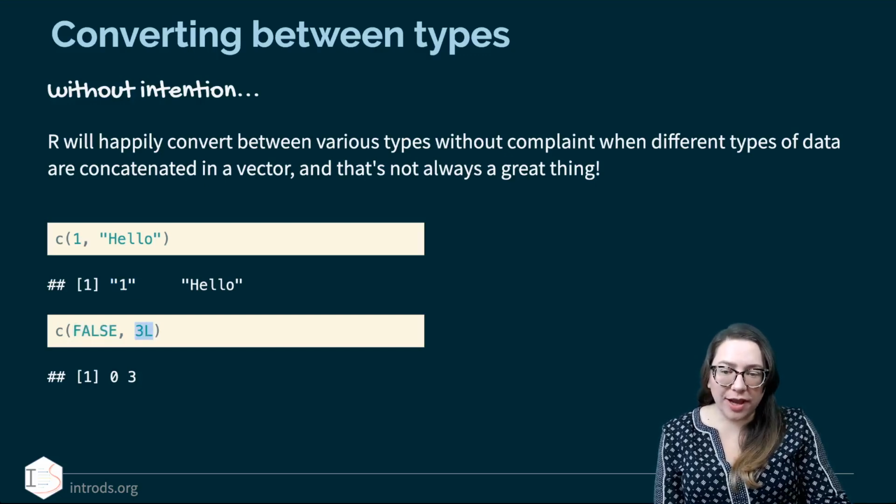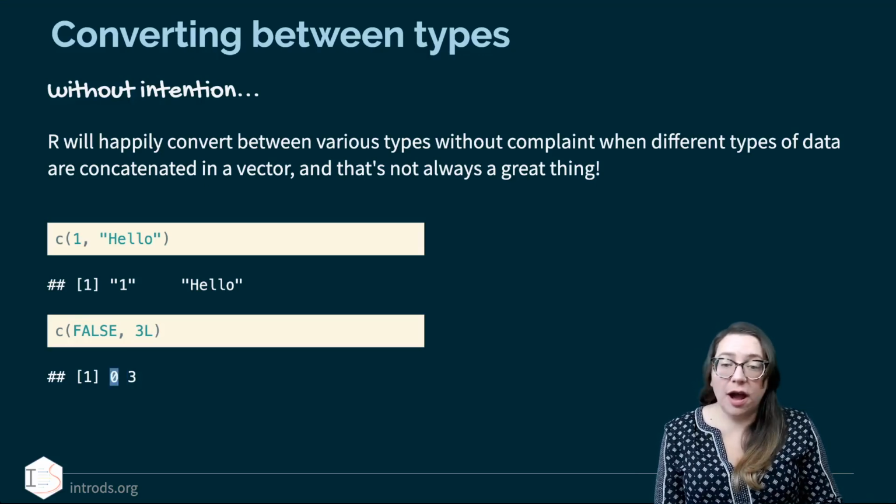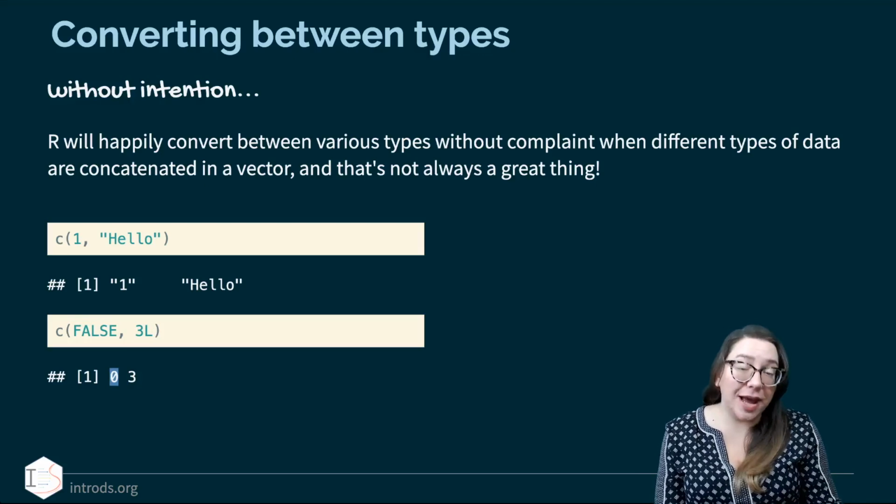And so what R actually does is it converts the FALSE into a 0, because here the word FALSE is not a character string, but a logical value, and it can convert to a numeric, which is 0.